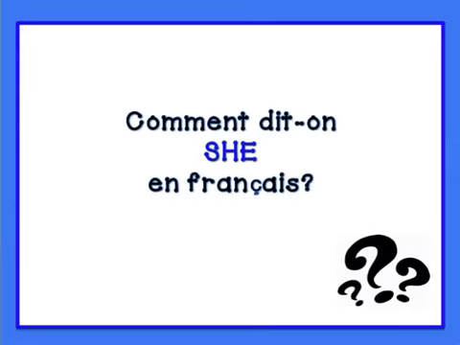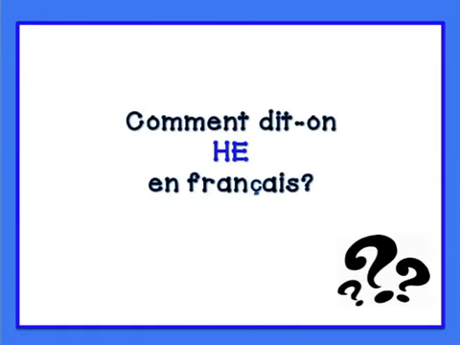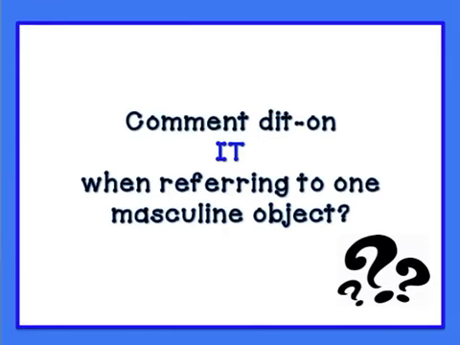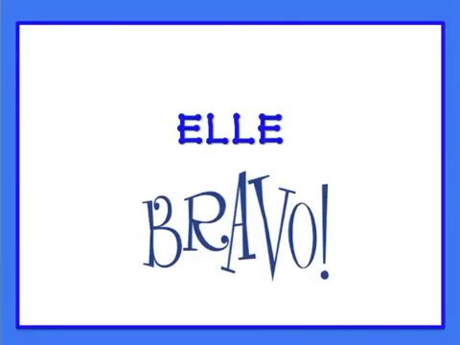Comment dit-on she en français? Elle. Elle. Bravo, très bien. Comment dit-on he en français? Il. Oui, c'est ça. Très bien. So how do you say, comment dit-on it when referring to one masculine object? That's right, we say il. Il. Comment dit-on it when referring to one feminine object? We say elle. Très bien, super.